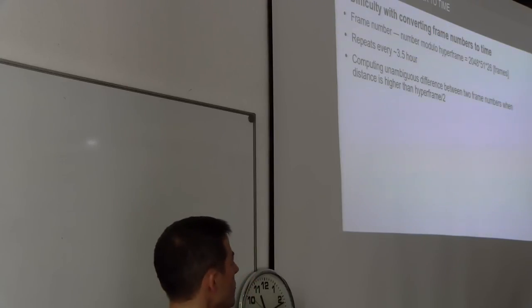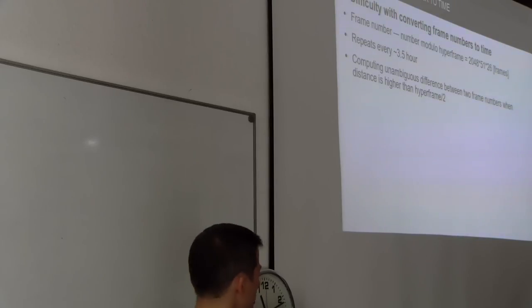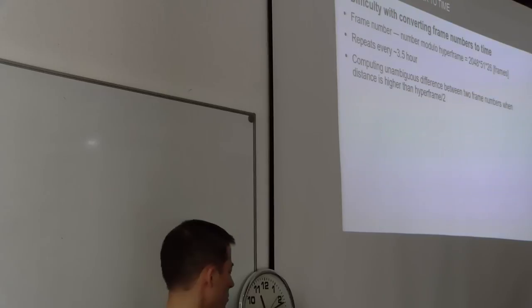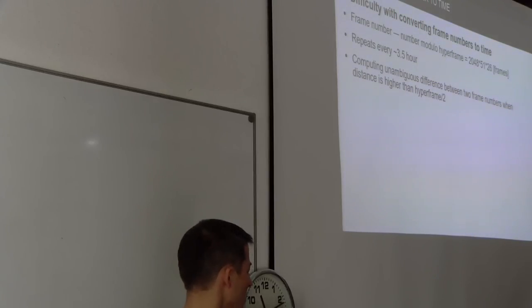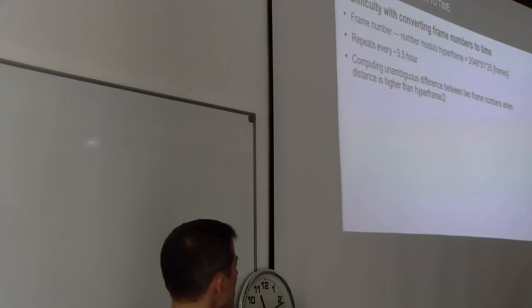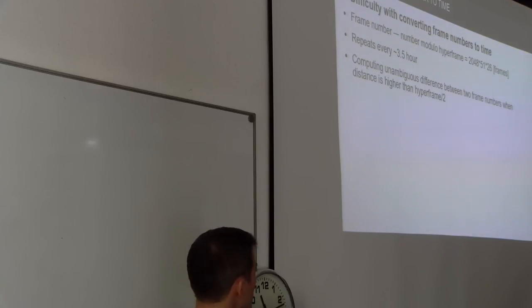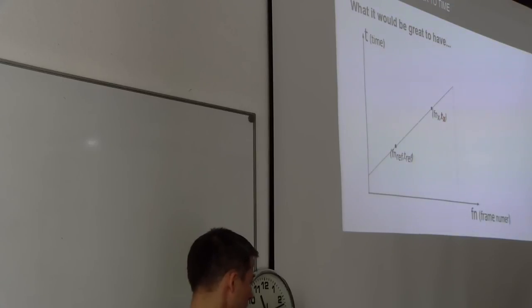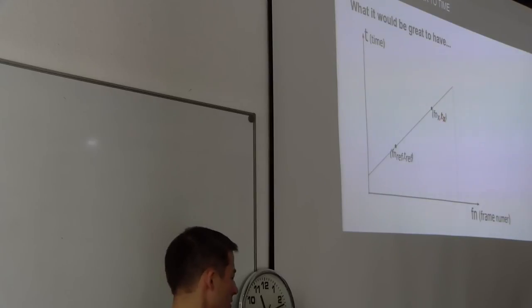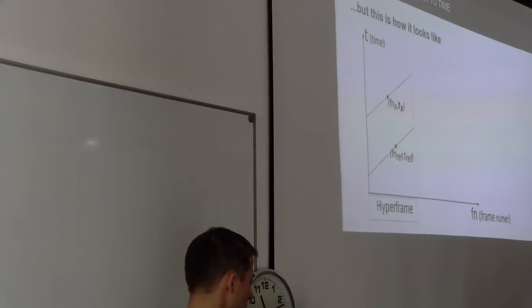Okay, but in converting frame numbers to time, there is a problem that it's a number modulo hyperframe. So this is the number in here, and frame numbers are repeating every about three and a half hours. So it's not something you can ignore. It can happen. And computing an unambiguous difference between two frame numbers is therefore quite hard if the distance is higher than hyperframe divided by two. So what would be great to have is something like this, the straight line. So we can capture the reference point and compute the time. But this is what we have really. There is ambiguity in here. So how to resolve it?